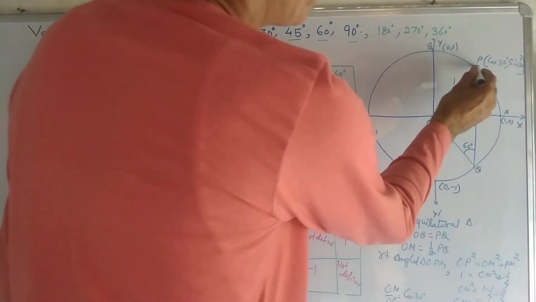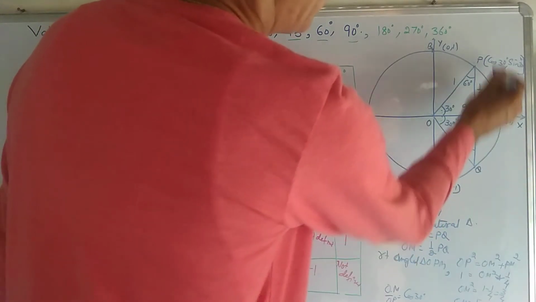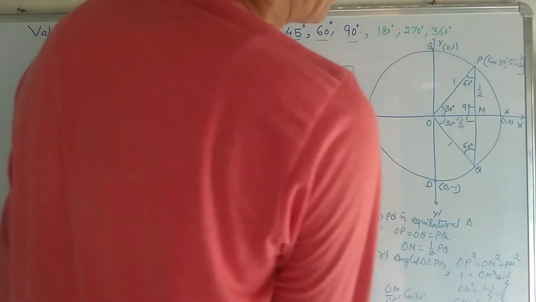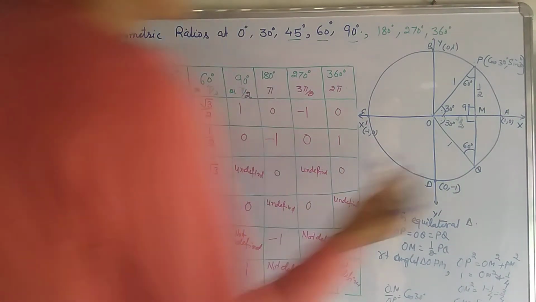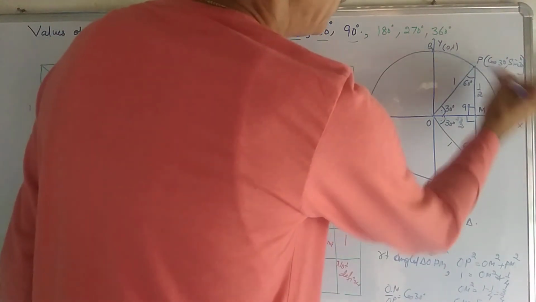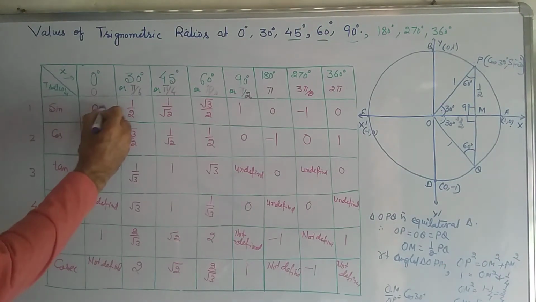Now if this point P is at A, the angle will become 0 and cos 0 degree is 1. See here, cos 0 degree is 1. And when P is here, sin 0 degree is 0.